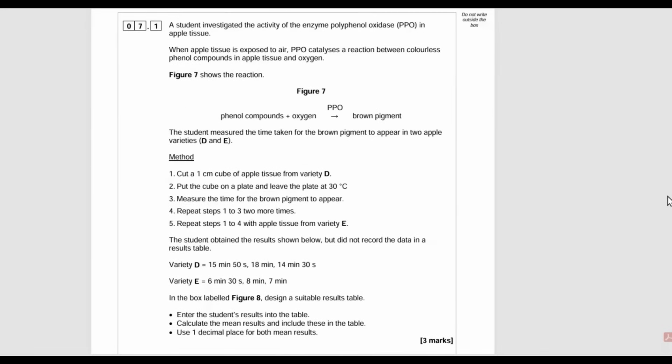Let's read right from the top. A student investigated the activity of the enzyme polyphenol oxidase. There's nothing in the method about the enzyme. Like, what concentration did they use? What volume did they add? Was it the same? They haven't told us whether they controlled that. So maybe they used a higher concentration of polyphenol oxidase with variety E, hence why it only took 430 seconds as opposed to like 900 seconds to go brown. Or maybe they used a larger volume. So they haven't mentioned the enzyme.